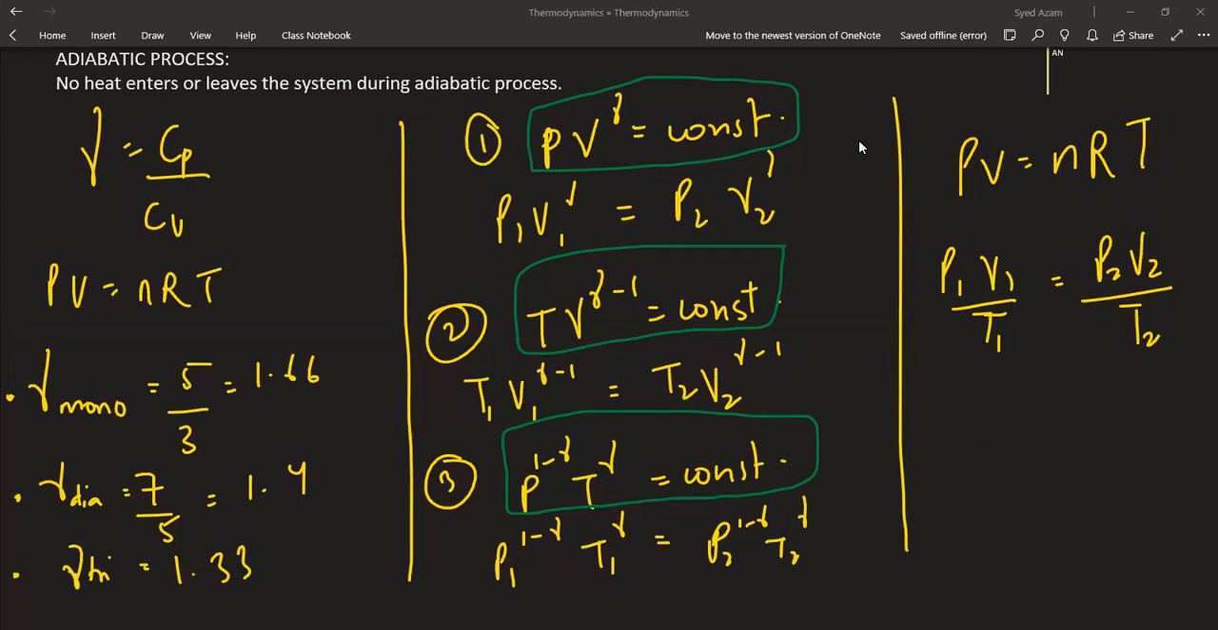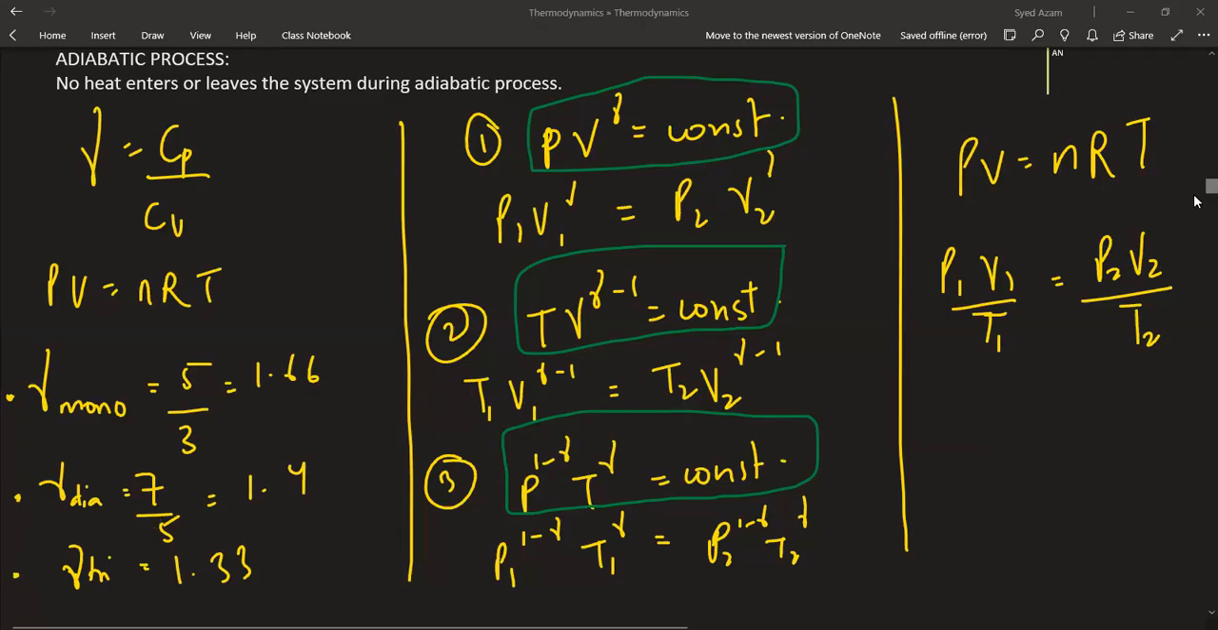What was the adiabatic process? Whenever we say the term adiabatic, it means the heat cannot enter or leave the system. Okay, so no heat enters or leaves the system during adiabatic process. So I told you three formulas also. PV to the power gamma is constant. TV to the power gamma minus 1 is constant. T to the power gamma over 1 minus gamma is constant. So these are the three formulas that I told you. And I also told you that the value of gamma, which is the ratio of Cp by Cv, you have to remember for the monoatomic, diatomic, and triatomic gases.